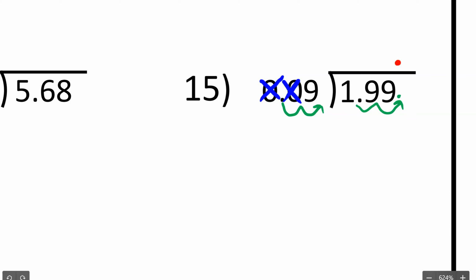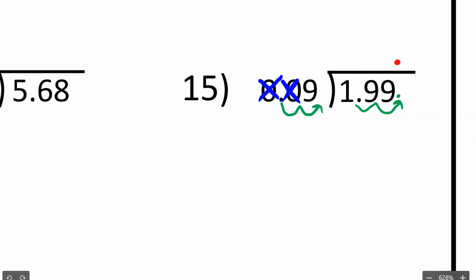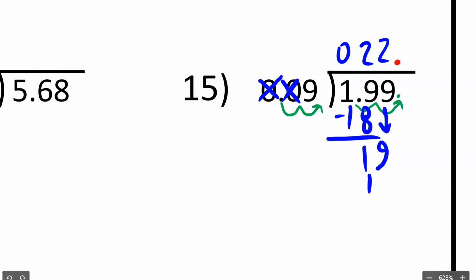And so now, let's take a look here. How many 9s are in 1? 0. How many 9s are in 19? 2. 2 times 9 is 18. Difference of 1. Bring down my 9. How many 9s are in 19? 2. 2 times 9 is 18. Difference of 1. Add a 0, bring it down.